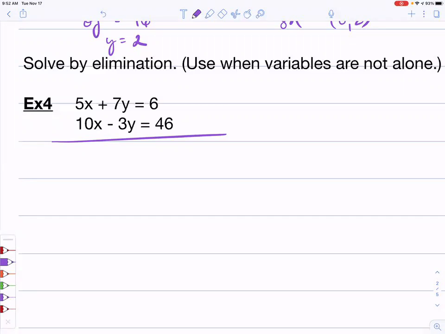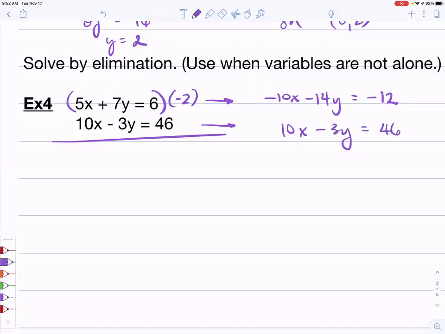X's, and how will you go about doing that? How will you manipulate? Multiply the whole top equation by -2. So what is that going to become then, that first equation? -10x, so that's where the elimination is going to come in, right? Keep going. Minus 14y equals -12. I'll just go ahead and copy my second equation. So 10x minus 3y is equal to 46. And now when I add, my x's are going to eliminate each other, which gets me down to one variable.